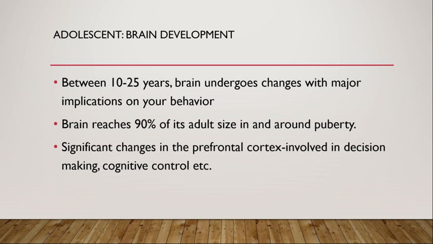Now at this point, until you are almost into the adulthood phase, your brain reaches 90% of its adult size. It's not precisely at the end, but during puberty till adulthood, in the late pubertal phase until the beginning of adulthood, that is the phase when your brain is almost reaching 90% of its adult size. Now, there are significant changes visible in the prefrontal cortex, which is involved in the decision-making process, in your cognitive control and things like that. So your brain development is significantly happening during this phase.